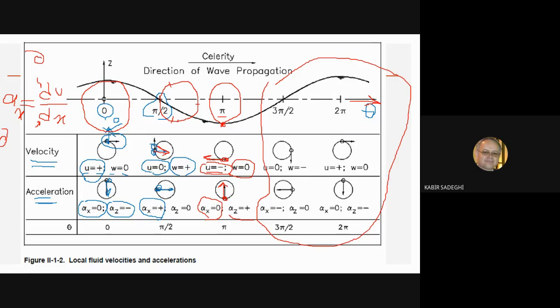So you saw the relation between the profile, which we show by eta, the distance from the mean sea level up to the profile of the wave, and velocity, which was u and w in horizontal and vertical direction, and acceleration that I showed with AX, AZ, and etc. For different theta that we have: 0, pi over 2, pi, and so on.